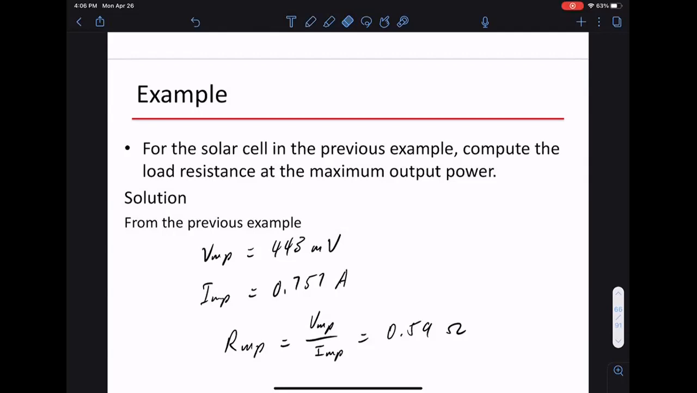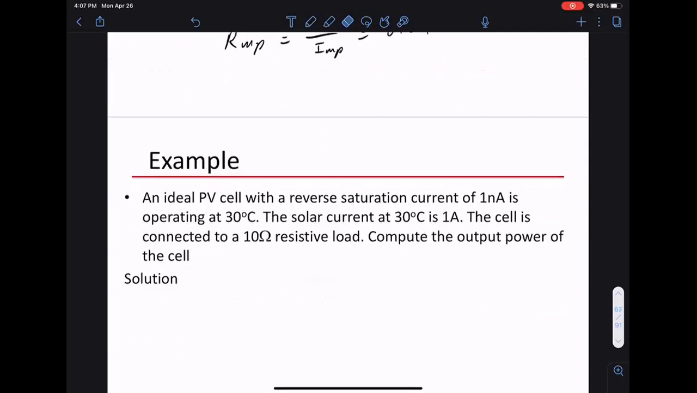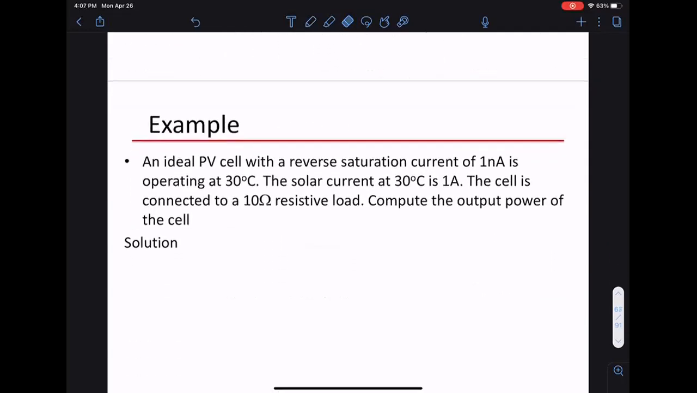Okay, so let's do one final example for this class. Again, there's not that much more about these equations. It's just all the different ways you can use them. One of the last ways is that here we're not told the current or the voltage that drives the load, but we're told that we connect the cell to a resistive load. Let's see what the power is.